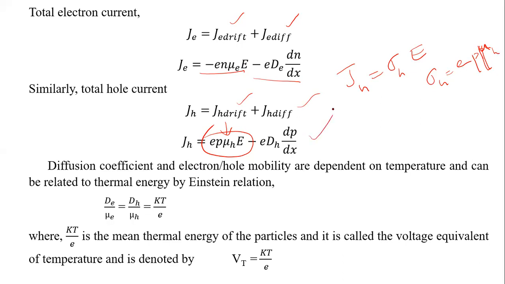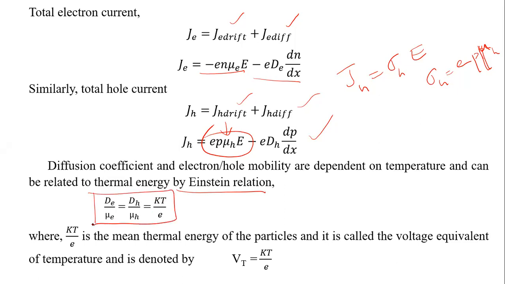As I said, mobility and diffusion coefficient are temperature dependent. So at 0 Kelvin, they freeze, so the mobility and the diffusion coefficient are 0. But as you increase the temperature, the mobility and the diffusion coefficient will also vary accordingly. Here, the diffusion coefficient is directly proportional to temperature, and mobility is inversely proportional to temperature. This dependency on temperature is given by what is known as the Einstein relation, which relates them to thermal energy.